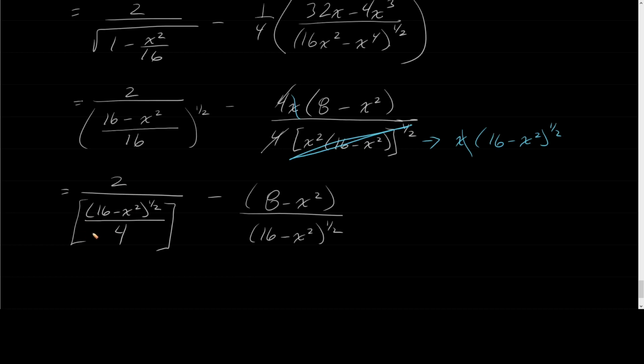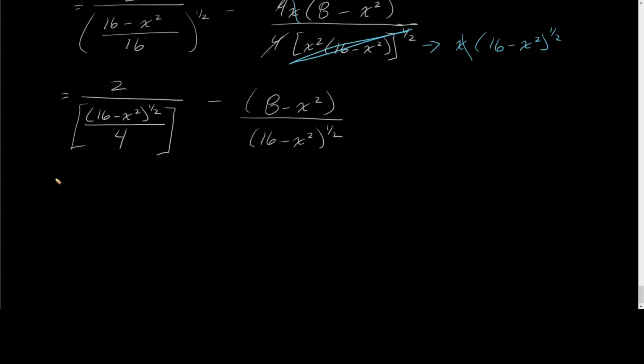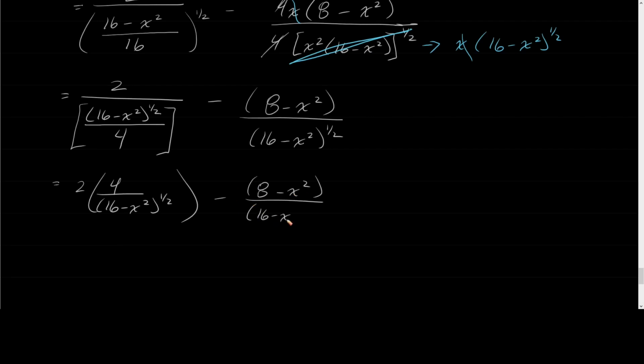Now let's think about this first fraction over here. I have a fraction being divided by another fraction, right? So I have 2 divided by this thing. So dividing by a fraction is multiplying by the reciprocal. So here I have 2 times 4 over 16 minus x squared to the 1/2, right? Minus 8 minus x squared over 16 minus x squared to the 1/2. Notice that both of these have the same denominator, 16 minus x squared to the 1/2.